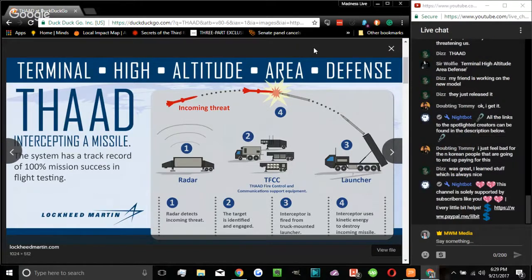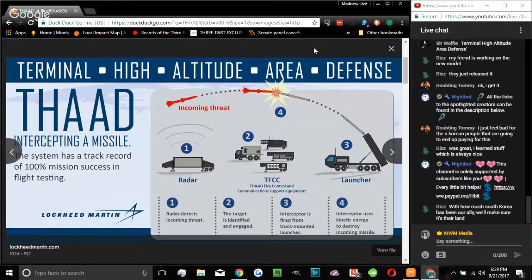He keeps circumventing these things, and it's getting to the point where the UN, in my opinion, has got to come to the consensus that these sanctions and resolutions aren't working. All it's doing at this point is strangling the Korean people, figuratively speaking, because what little is coming into the country, Kim is using for his missile program. With how much South Korea has been our ally, we'll make sure it's their land. Most definitely. They've been with us since the beginning of the Korean War.